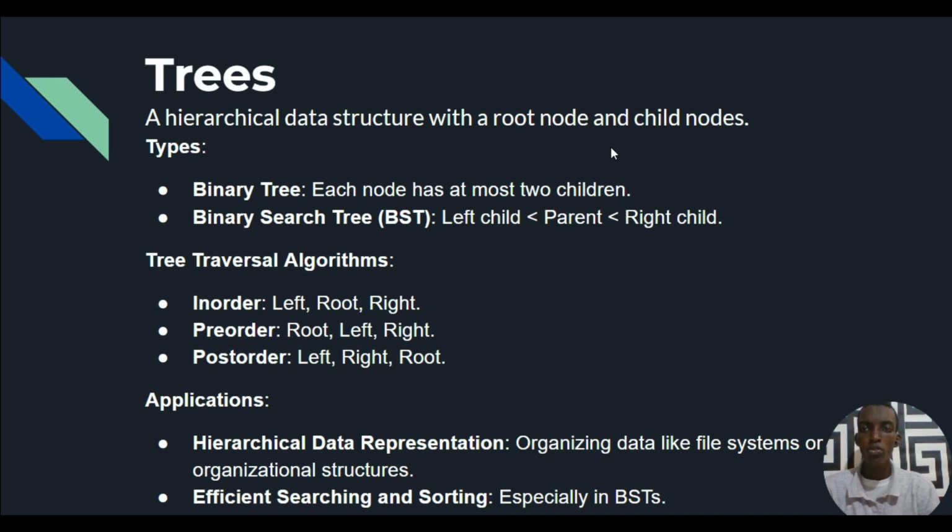So we'll be looking into trees here. Trees are a hierarchical data structure with a root node and child nodes. Now we have different types. We have the binary tree, whereby each node has at most two children, and we have the binary search tree (BST), whereby we have the left child to the parent and the right child.